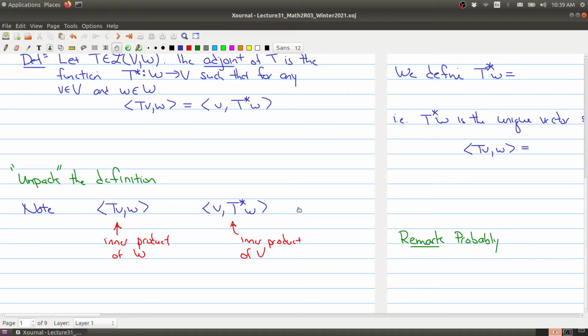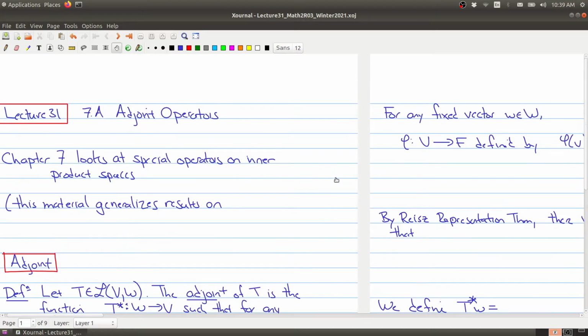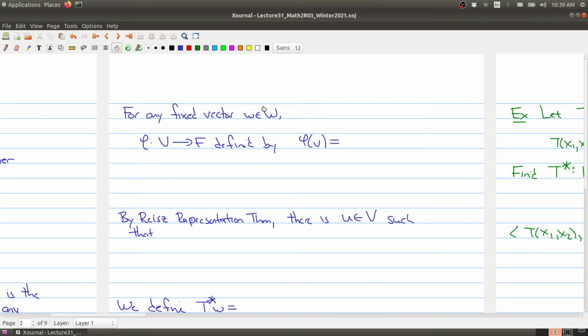Okay, so let's unpack it a little. There's more though to unpack in this definition. Now, if we fix a vector w in our vector space W, we can define a map phi from V to F defined by taking that vector v and sending it to the inner product of Tv with w. And this is a linear functional. So phi, once we fix a w, takes a vector v, maps it over to W, and then applies the inner product where w is this fixed element in the second spot. This gives us a linear functional.